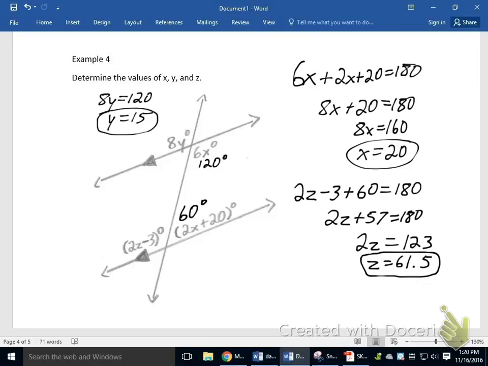Not the only way that this could have been done. Maybe you could have even used corresponding angles here to set the 8y equal to the 2z minus 3. But we've gotten all three correct answers. Hopefully it made sense for you.